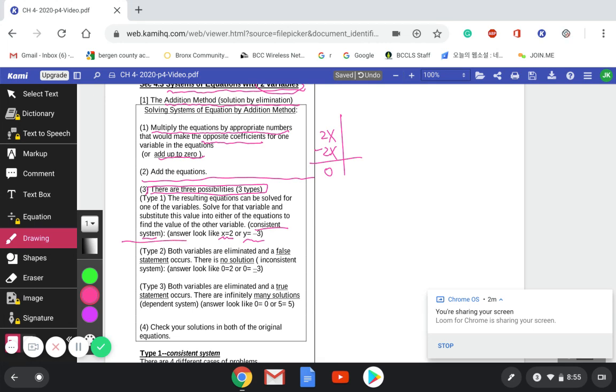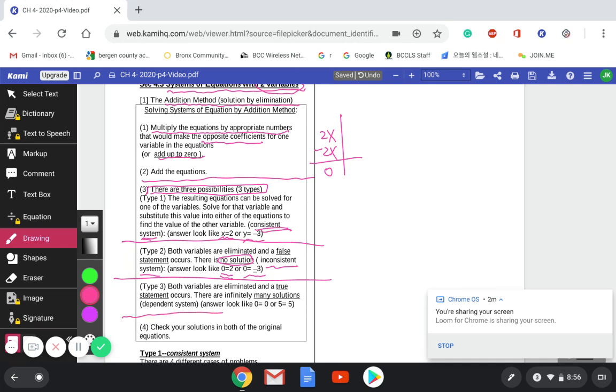Another possible type is type 2, where you end up with no variables. X is all canceled out or Y is all canceled out. You end up with 0 equals 2 or 0 equals negative 3. But the problem is 0 never equals 2. 0 is 0 and 2 is 2. So we call this an inconsistent system, compared to the consistent system from type 1. And usually this one doesn't have any solution. So sometimes we say no solution as a final answer.